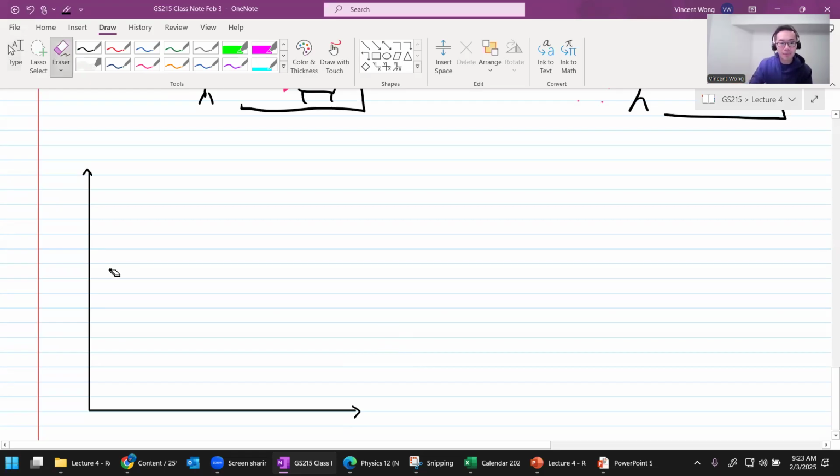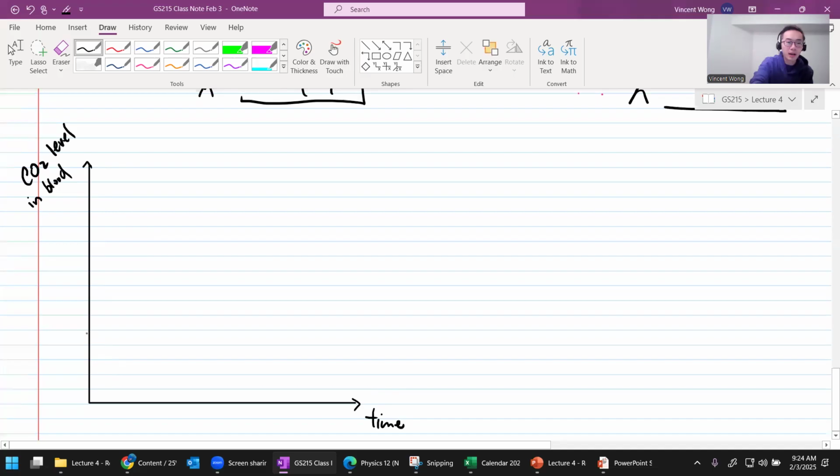Actually, let me do this graph for you first. This is carbon dioxide level in blood, and this is time. So when you're breathing in and out, when you breathe out, you're actually breathing out carbon dioxide. And if you hold your breath after you breathe in, then your carbon dioxide level is down here because you just breathed out not too long ago. So it's not going to be zero, but it's not going to be high. And when you hold your breath, the carbon dioxide level in your blood will slowly build up over time. Build, build, build.